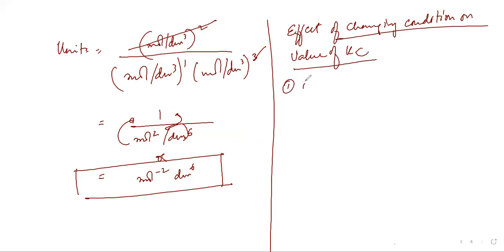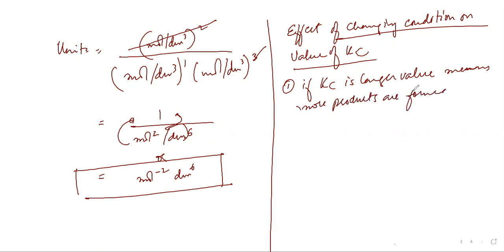पहली बात, if Kc is a larger value, it means more products are formed compared to reactants, right? ये पहली बात.